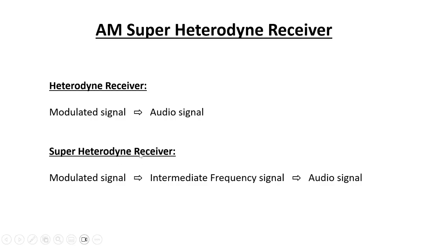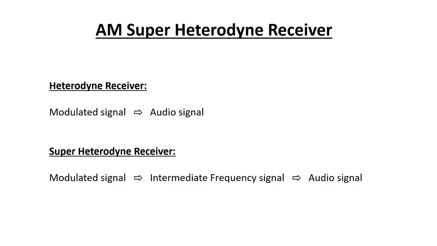So what is a superheterodyne receiver? In superheterodyne receivers, we have the modulated signal, and before converting it into the audio signal, we have to convert this modulated signal into an intermediate frequency signal. By just adding an intermediate stage, a frequency range which is known as the intermediate frequency range, by adding this block, it is known as a superheterodyne receiver.